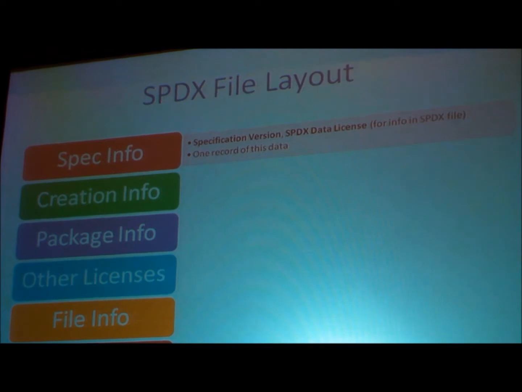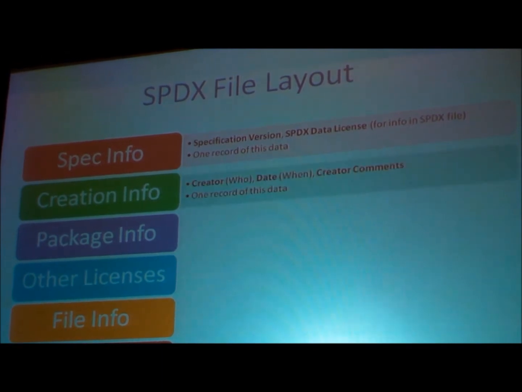A worksheet in a spreadsheet can have one or more rows. It turns out that this first section would probably have only one row of information, a single record. And it's going to have the basic specification version. It's going to have a data license. The license we're talking about here is the license that applies to the SPDX data, the actual data in the SPDX file. They even went so far as to associate a license to the data. And it turns out that they're looking at the Creative Commons 0 license for that.